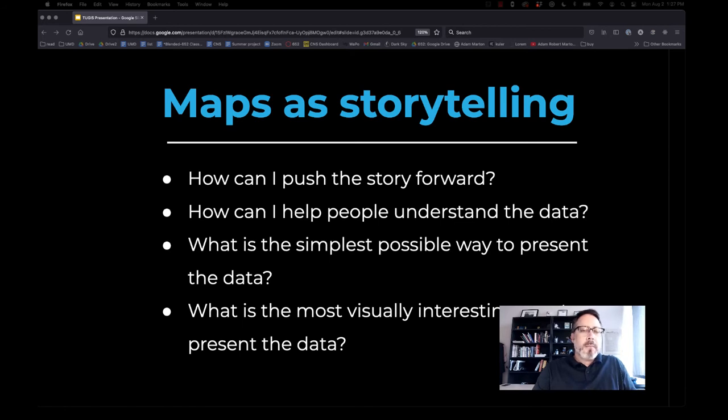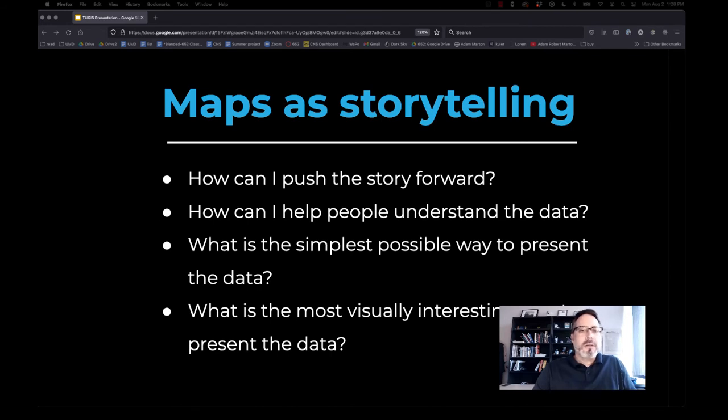When I make maps, I'm trying to think about how I can help people understand the data that's underlying the map, right? How can I help them understand what this data is saying? And a lot of times I'm trying to think about the absolute simplest possible way to present that data.